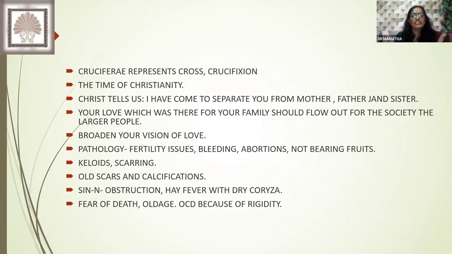Pathology is fertility issues, bleeding, abortions, not bearing fruits, keloids, scarring, old scars and calcifications. Sinapis nigra is one of the main remedies for obstruction, hay fever with coryza, fear of death, old age. OCD you can observe at this level of development also because of the rigidity. So these are the important families and levels of development in infancy. Hope it was helpful to any of you. So thank you, one and all.